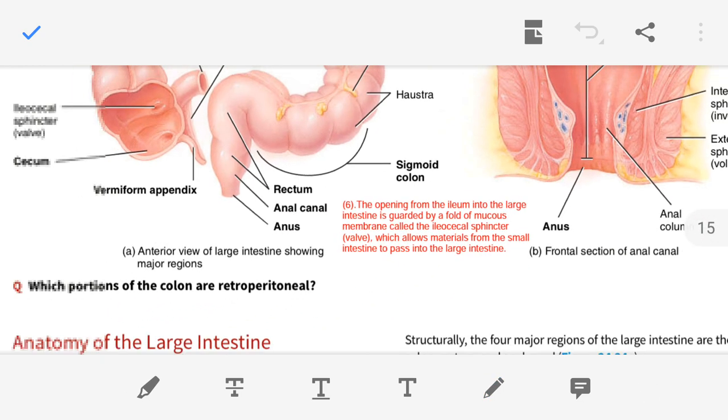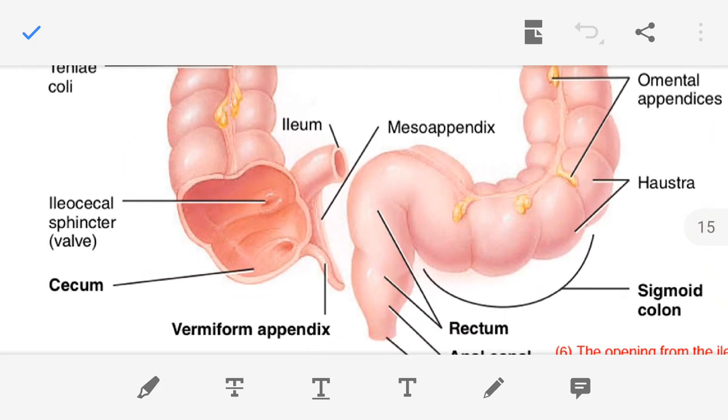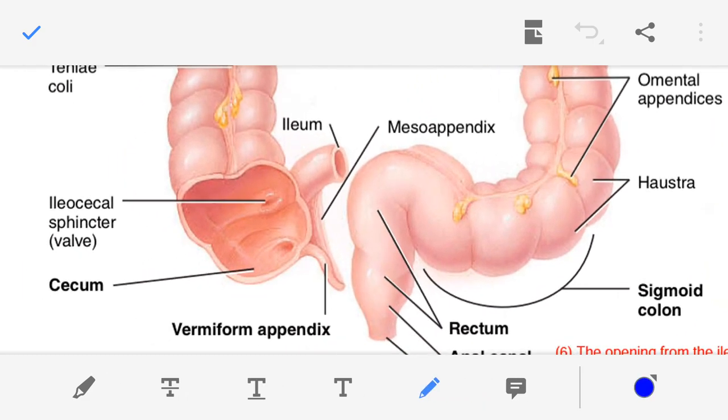Where is it present? In this figure, the terminal part or the final part of the small intestine is the ileum. From the back side, you can understand the ileum is opening into the large intestine. So this is the opening of the ileum into the large intestine, and this opening is guarded by a wall. The name of this wall is ileocecal sphincter. This sphincter is made up of mucous membrane.